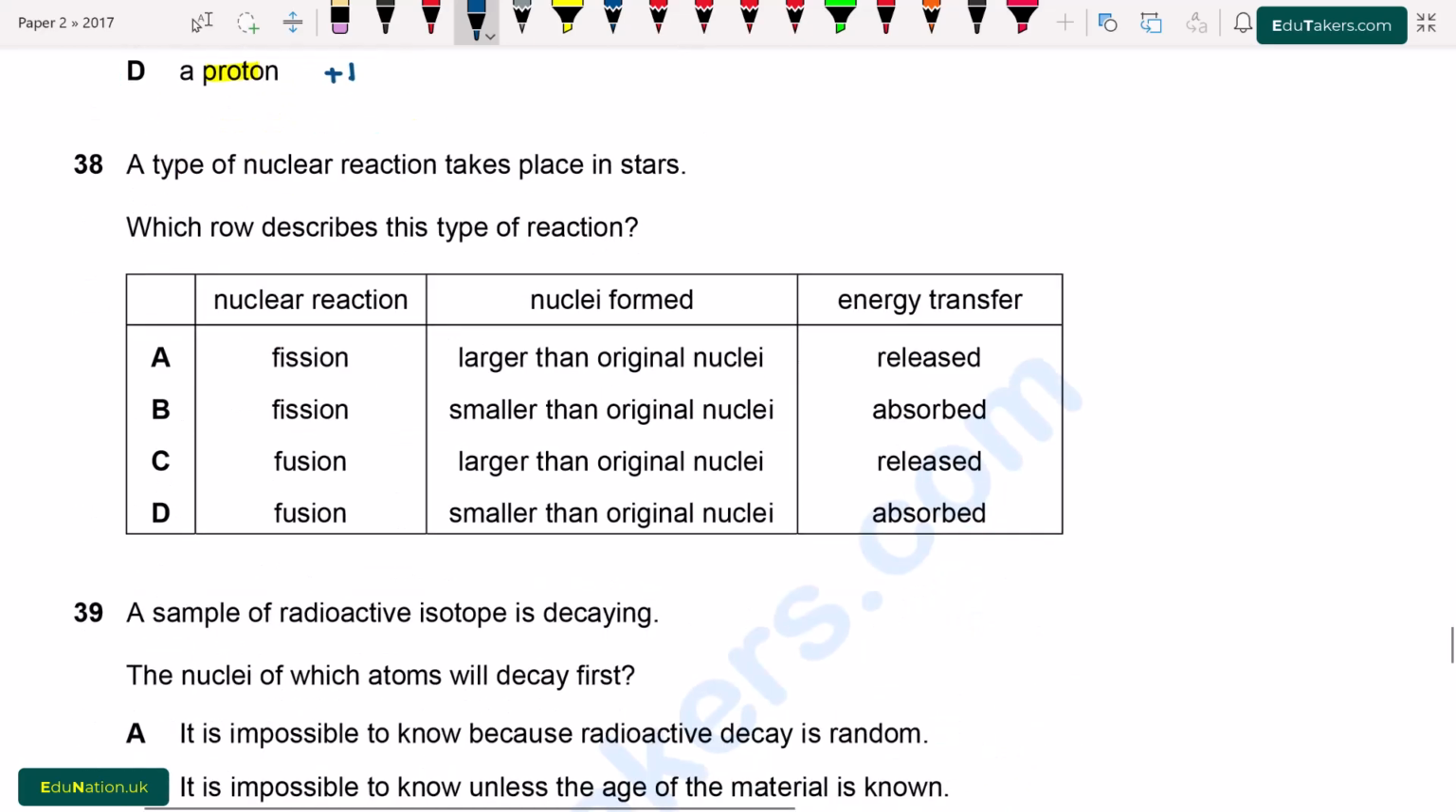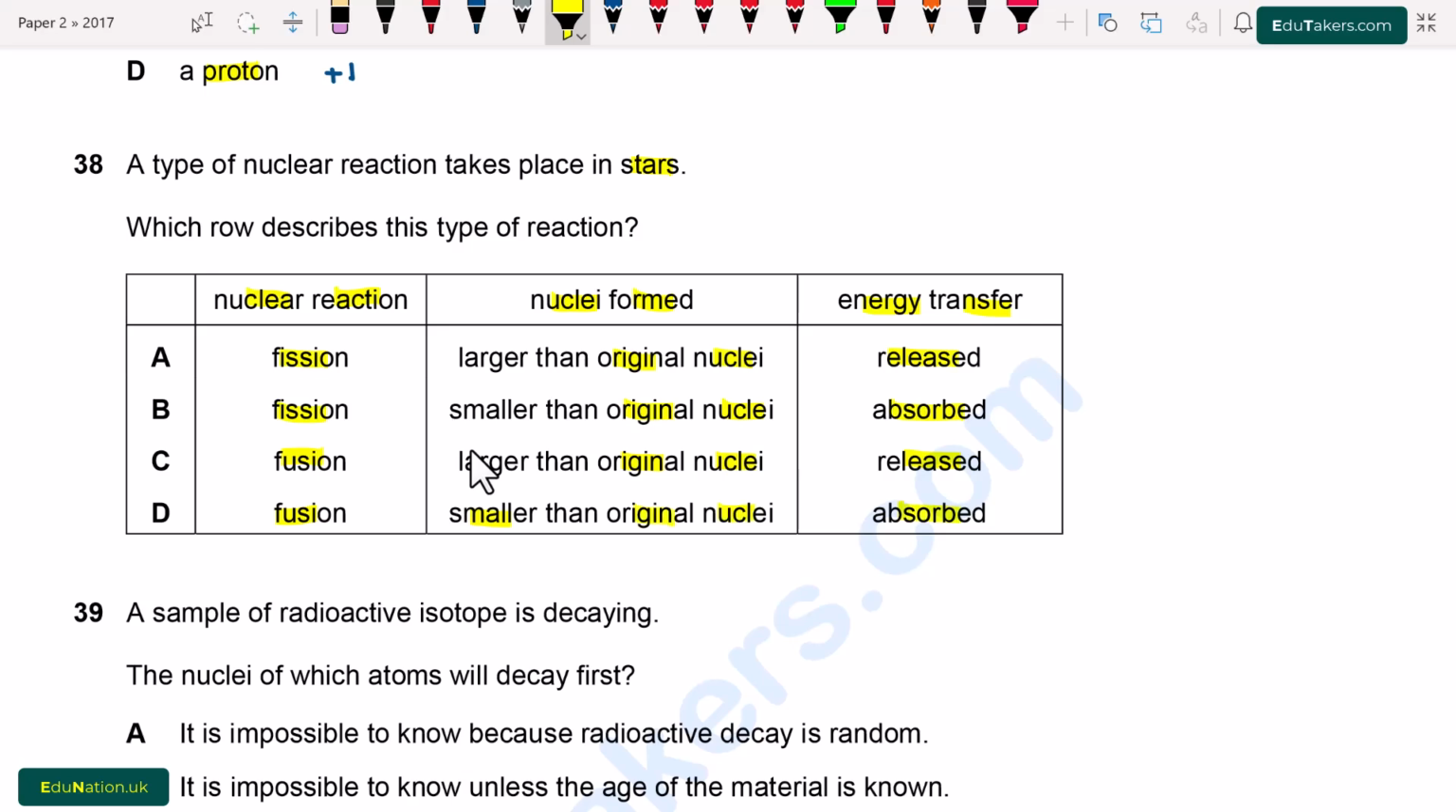Question number 38. A type of nuclear reaction takes place in a star. Which row describes this type of reaction? Nuclear reaction, nuclei formed, energy transfer. Option A, fission, larger than original nuclei, released. B, fission, smaller than original nuclei, absorbed. C, fusion, larger than original nuclei, released. D, fusion, smaller than original nuclei, absorbed.